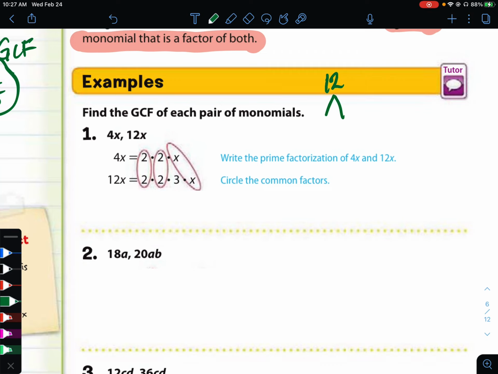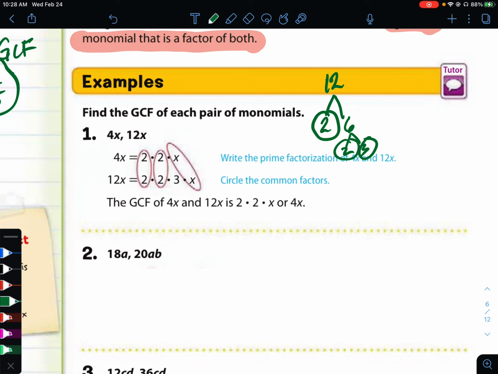Any two factors of 12 except for 1, so I'll do 2 and 6. 2 times 6 is 12. Since 2 is prime, I circle that. 6 is not. 2 times 3, that's how I got 2 times 2 times 3. And then I simply include x at the end. Then after that, I circle the common factors 2, 2, and x, and I bring them all down once, 2 times 2 times x. 2 times 2 is 4, then bring down the x would be 4x. So the GCF of 4x and 12x is actually 4x.